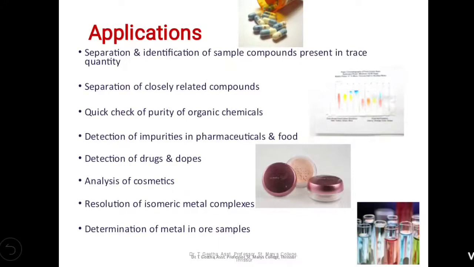As paper chromatography is a simple, rapid and inexpensive technique that offers excellent resolving power, it finds application in a variety of fields. It is used for rapid separation and identification of the sample compound in trace amounts. It is very useful in separation of closely related compounds and in resolution of isomeric metal complexes. It is also used to check the purity of organic chemicals, and detect impurities in pharmaceutical and food products, both in the laboratory and in the industry.